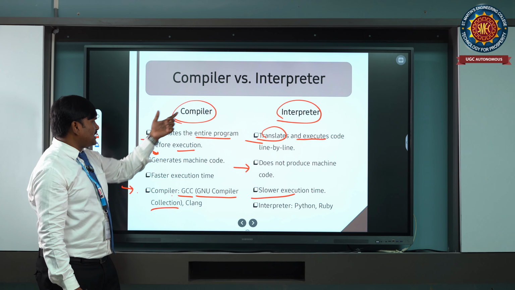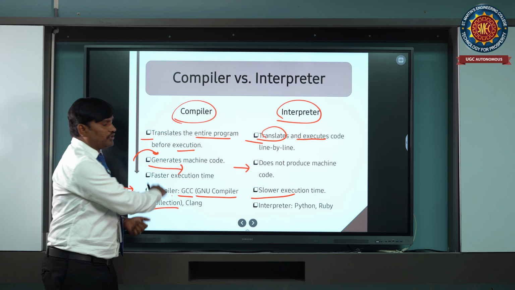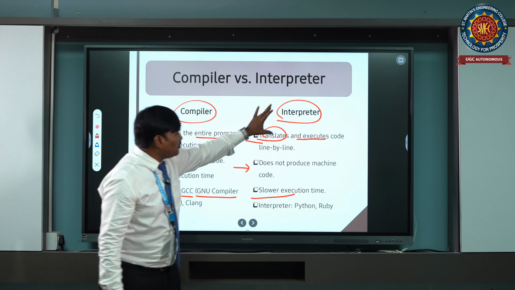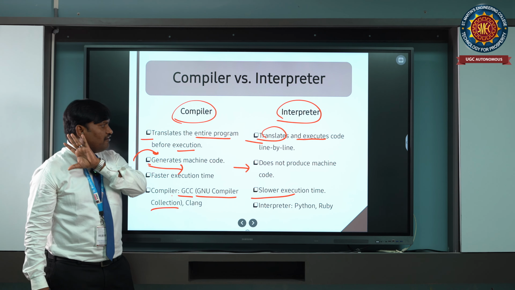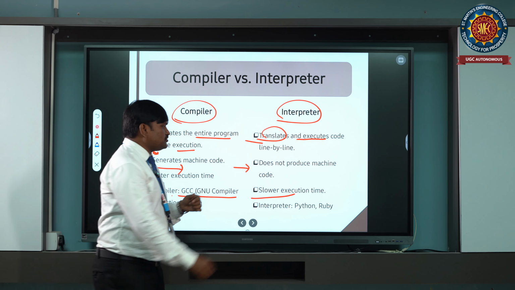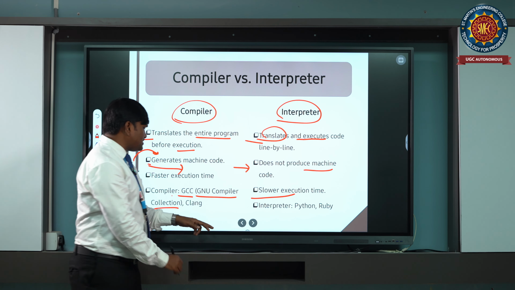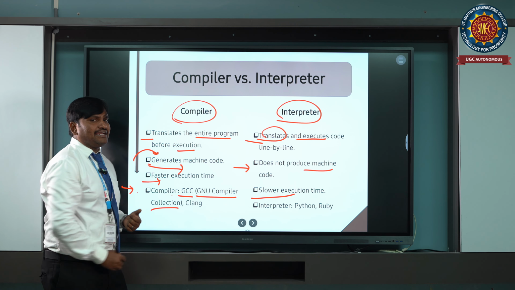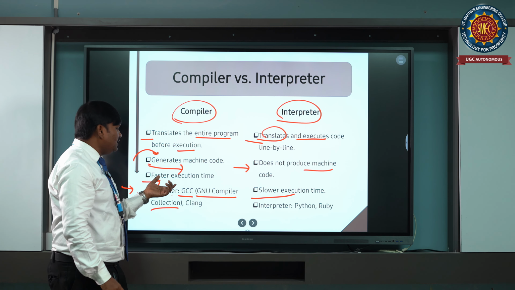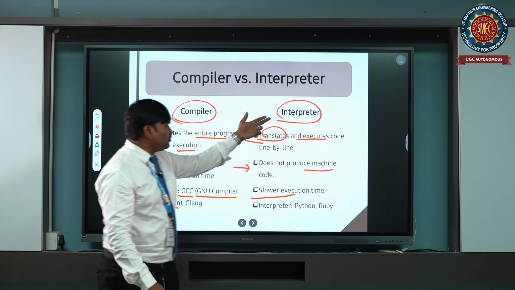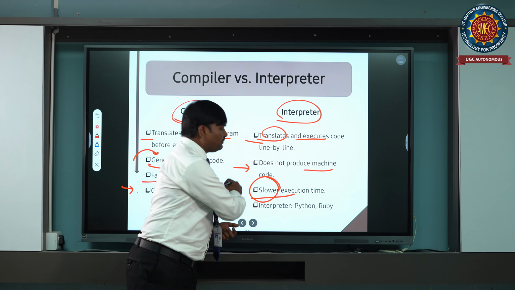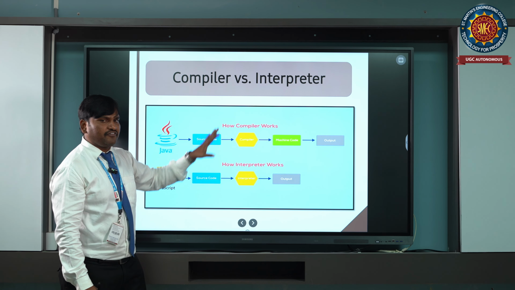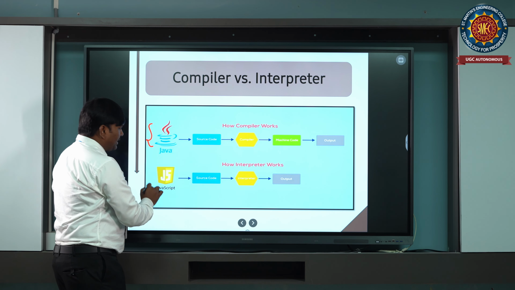Now when we go for the compiler, it generates the machine code. Machine code is generated by the compiler only, and the interpreter never produces any machine code here. That is the major difference. The compiler takes less time, which also means it executes fast, and when you go for the interpreter, it executes slowly. Now you can see the major differences between the compiler and the interpreter.